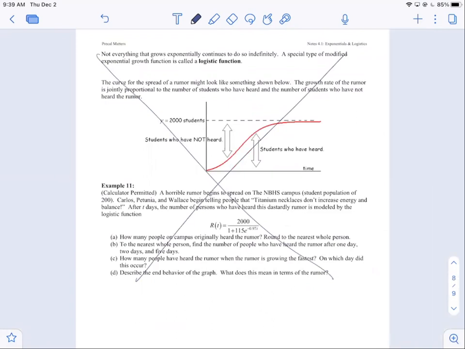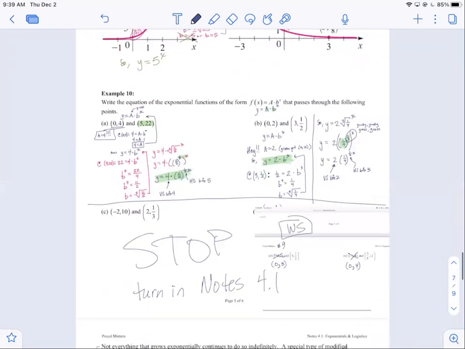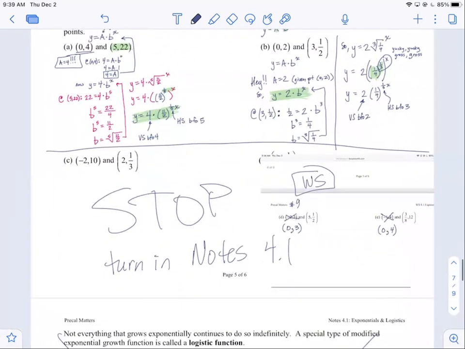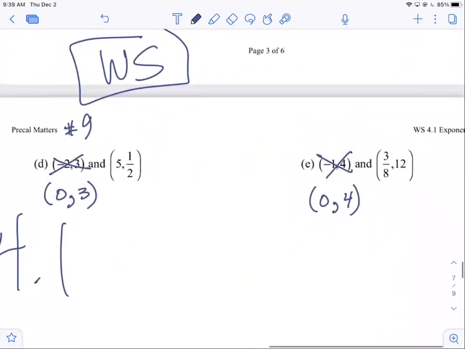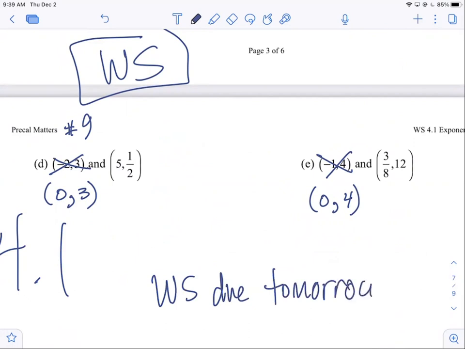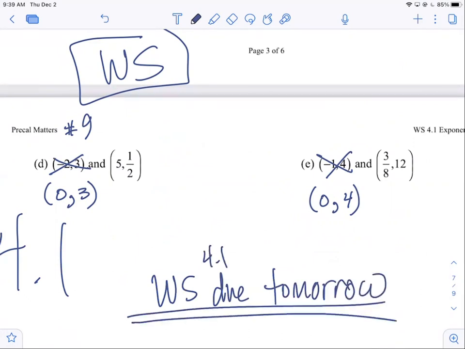Okay. So we did finish the notes today with a little bit of modification. You should be able to do all of your worksheet now if you make these changes. So the worksheet is going to be due tomorrow. Okay. And we will have a quiz tomorrow as well. Worksheet 4.1. All right, any questions?